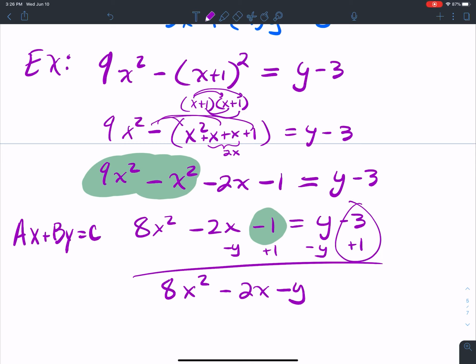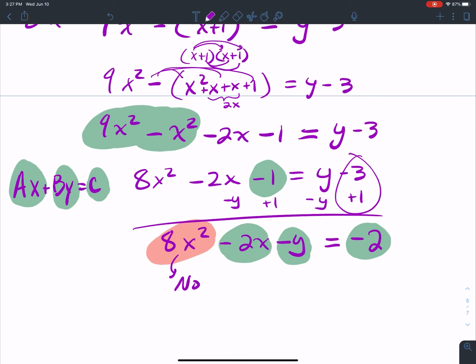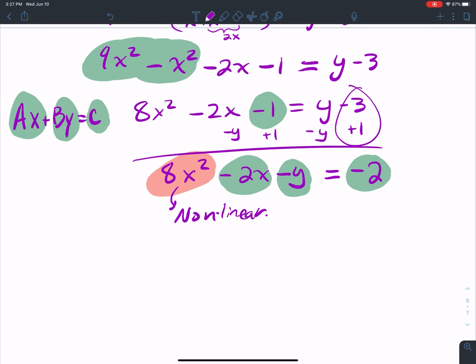So look, I'm very close, I have an Ax, I have a By, and I have a C. But what's my problem? The problem is this 8x squared. That squared is non-linear. So this is non-linear here. So no, it is not linear. It fails to meet the criteria. So that's kind of how it works.